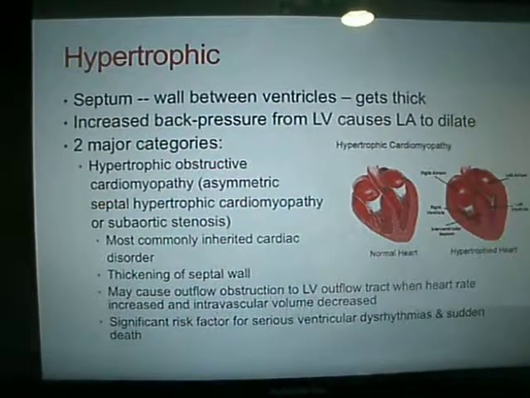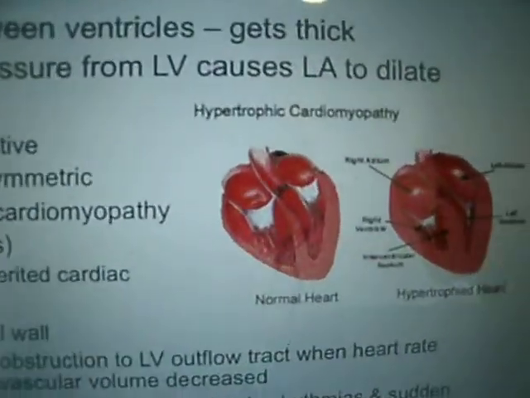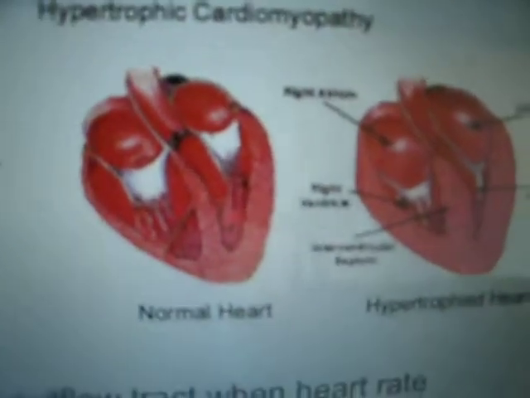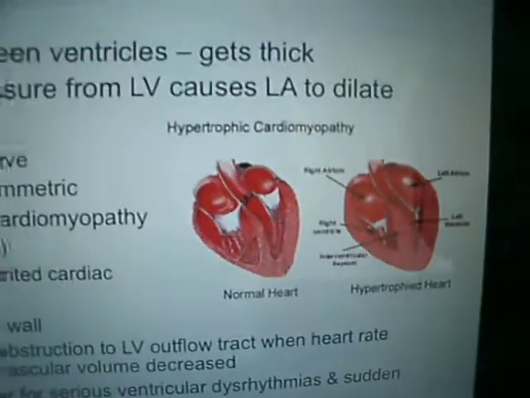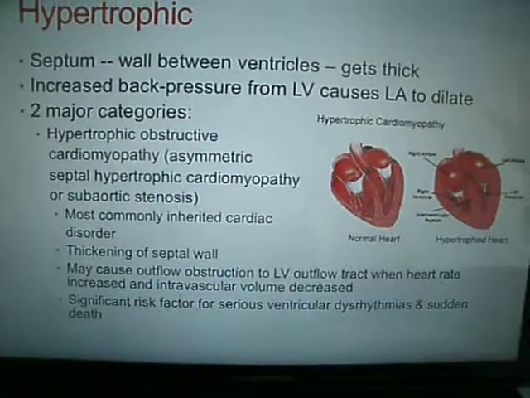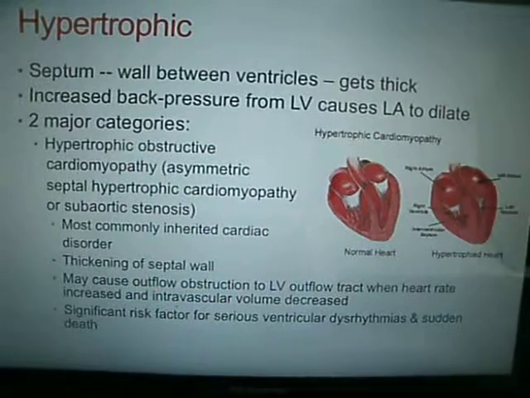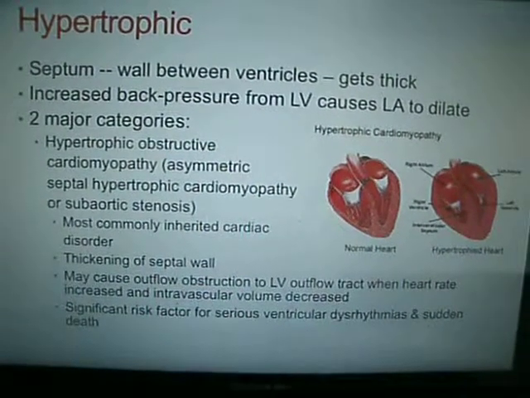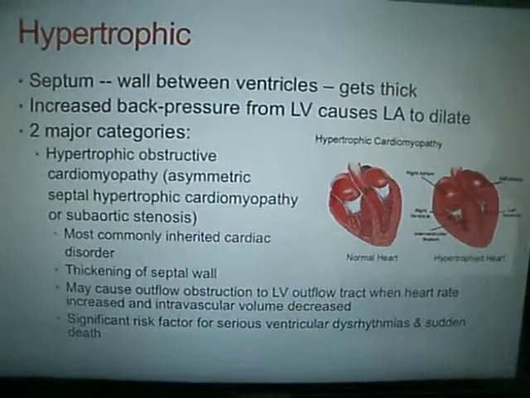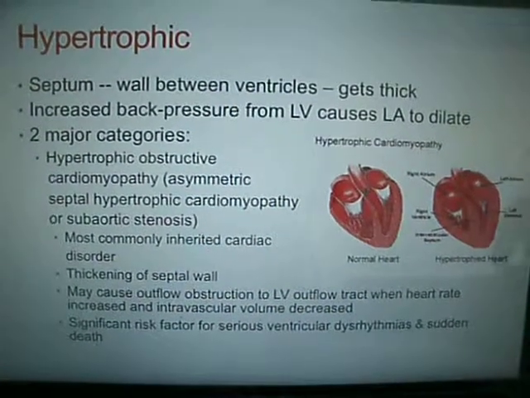As far as hypertrophic cardiomyopathies go, the intraventricular septum right here becomes thickened, and increased back pressure from the left ventricle causes the left atria to dilate as well. The two major categories of these are hypertrophic obstructive cardiomyopathies, also called asymmetric septal hypertrophic cardiomyopathy or subaortic stenosis, which is the narrowing of the left ventricle of the heart below the aortic valve.